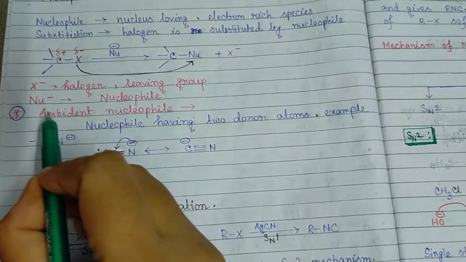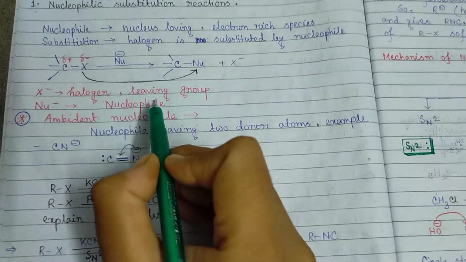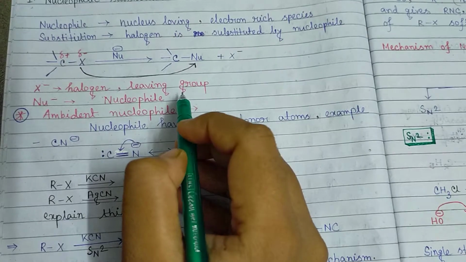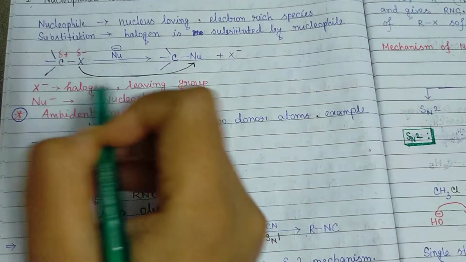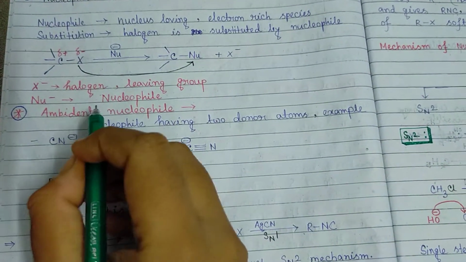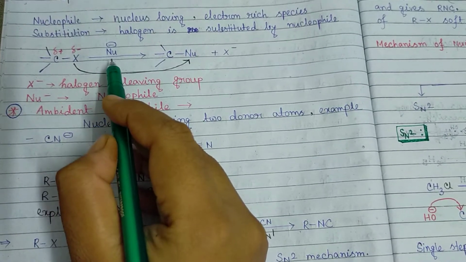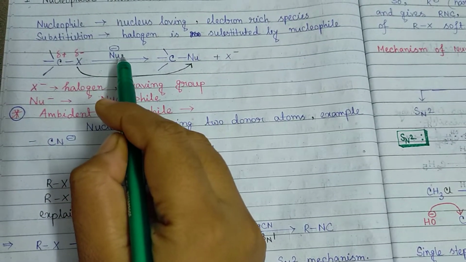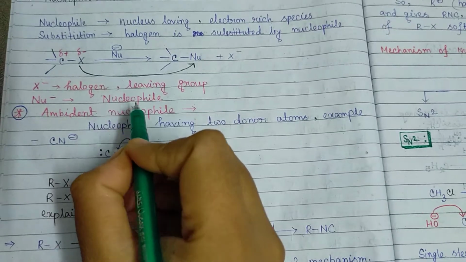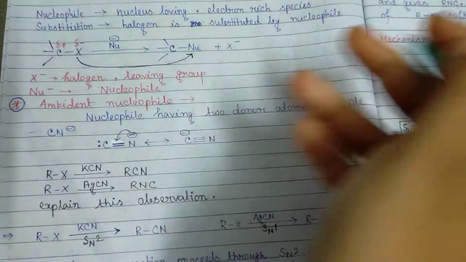Here X minus is the halogen obviously, and we call it the leaving group because this group is leaving its bond or its place, and the nucleophile is the Nu, which I have denoted here as Nu. So this is the nucleophile.